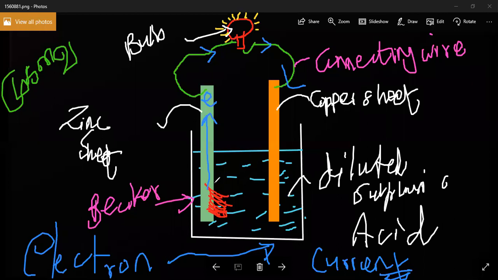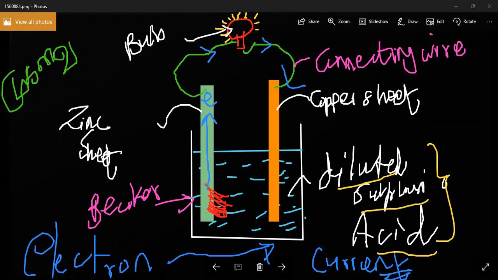Another thing: this sulfuric acid is the reason for this chemical reaction. What chemical is used here? Diluted sulfuric acid. Tamil-la diluted sulfuric acid-ku ஐதான கந்தக அமிலம்.